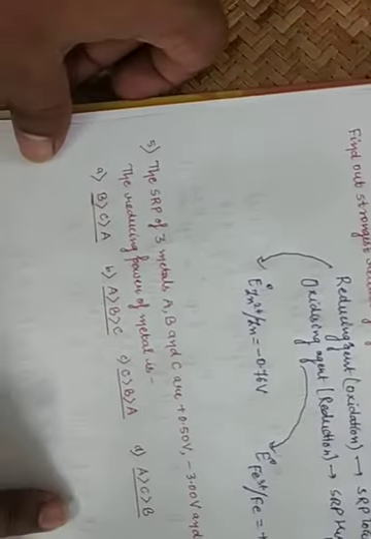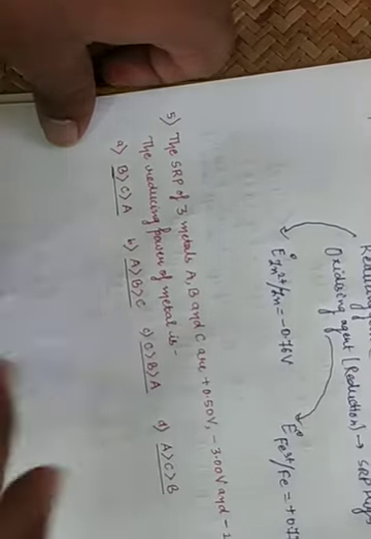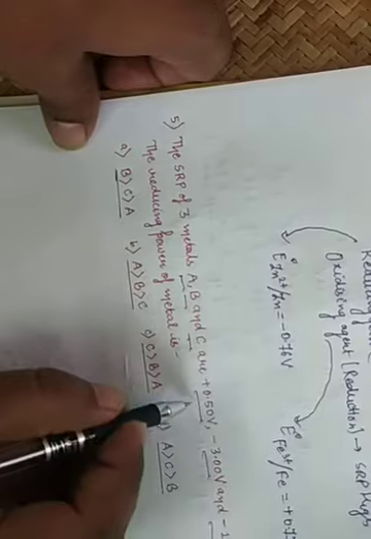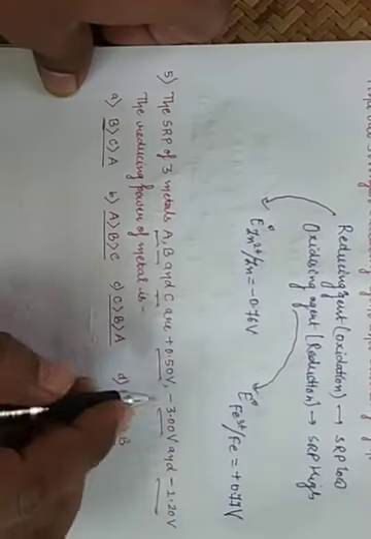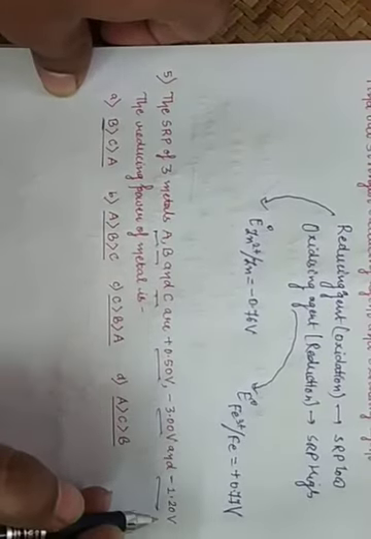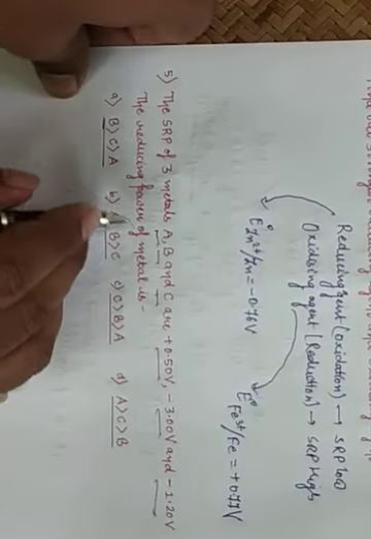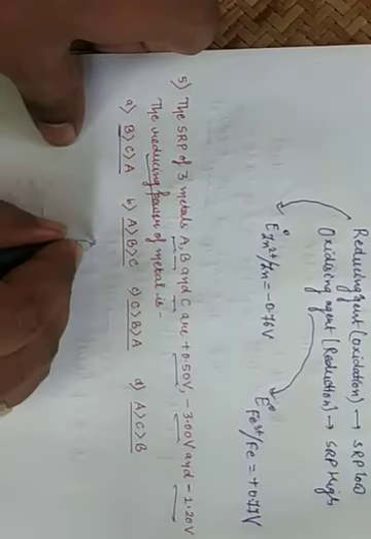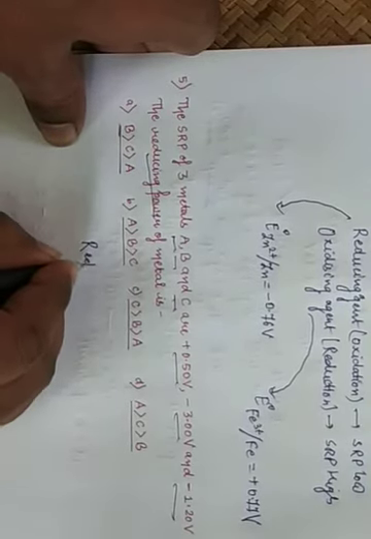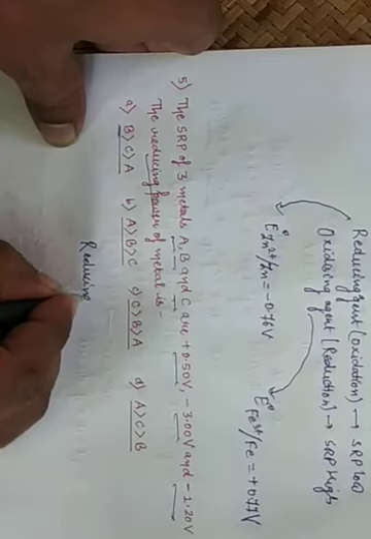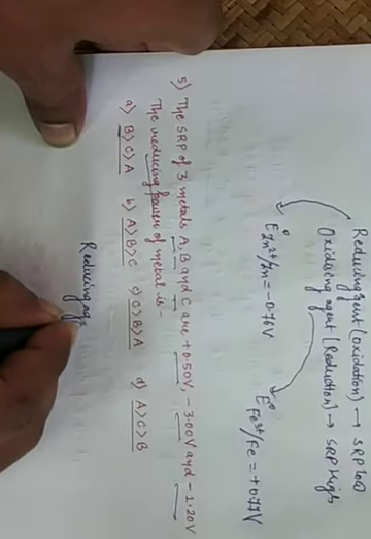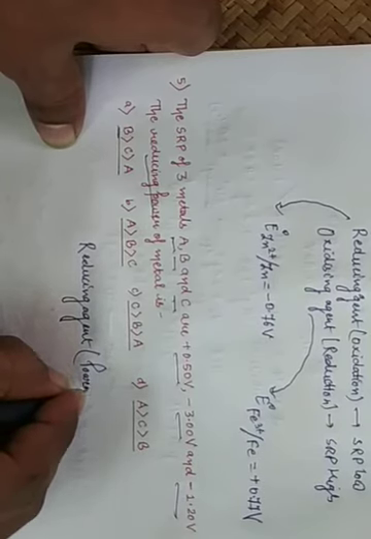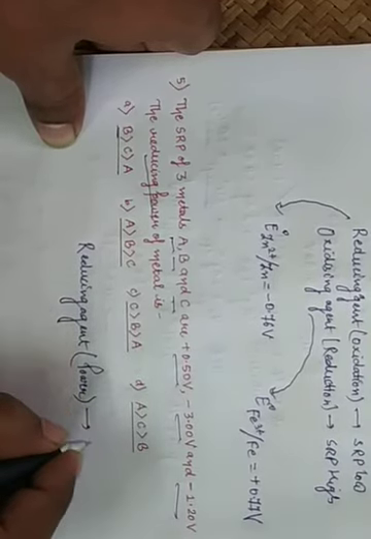Okay, now the last question. The SRP of three metals A, B and C, the values are given as 0.50 volt, 3.00 volt and 1.20 volt. The reducing power, again, means reducing agent which has high reducing power. So again you write reducing agent means what? Reducing agent means reducing power. It means what? Oxidation.